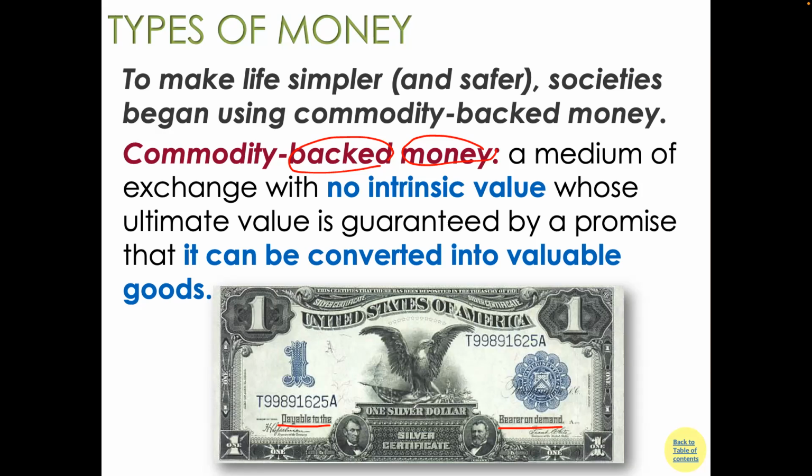But where is value derived from, or where does its status as a medium of exchange come from? It's coming from this sentence, from the fact that there is a certain amount of silver or a certain amount of precious gold, or in general, a certain amount of commodity at your disposal whenever you want. Right? So this is commodity-backed money.